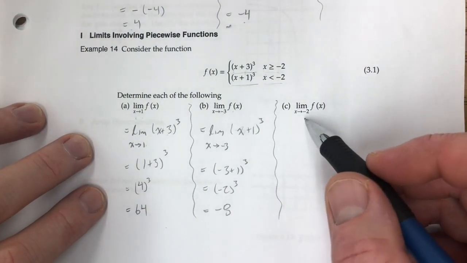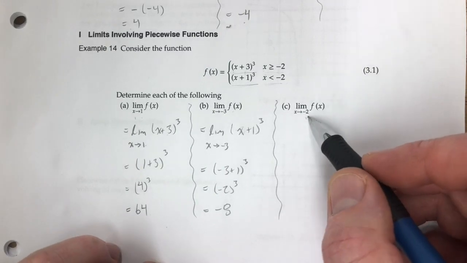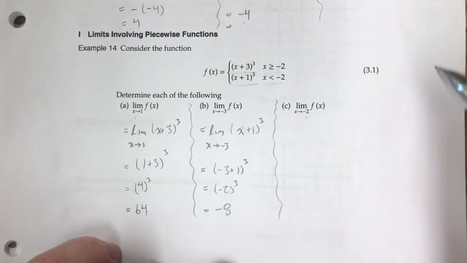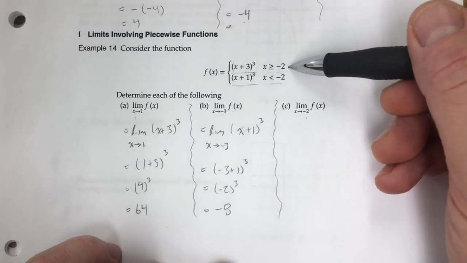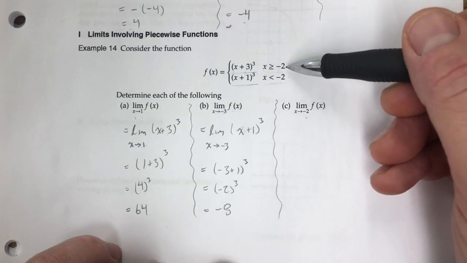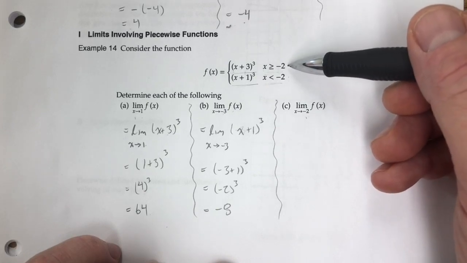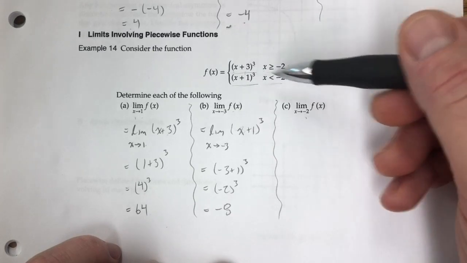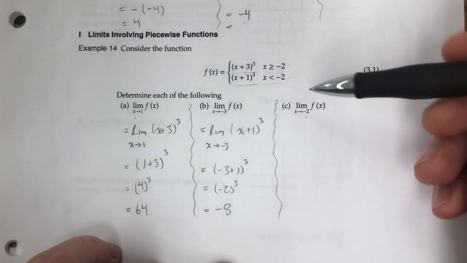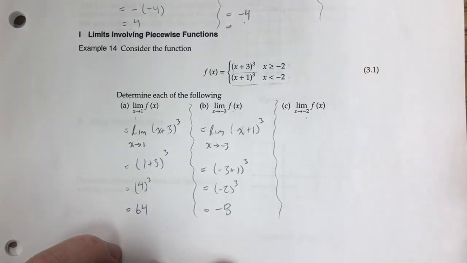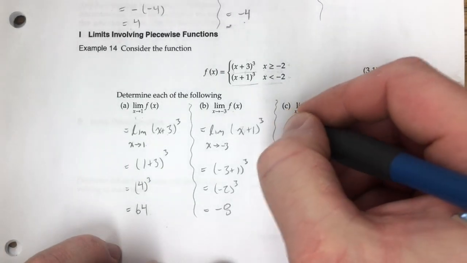Our third example here is the limit as x approaches negative 2. This is a special case because it is the boundary value. It is right on the edge. To the right of negative 2, we use (x plus 3) cubed, and to the left of negative 2, we use (x plus 1) cubed. For this limit to exist, both the left-handed and the right-handed limit have to be equal. So we need to check that.